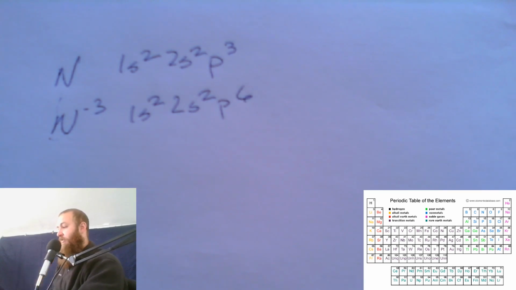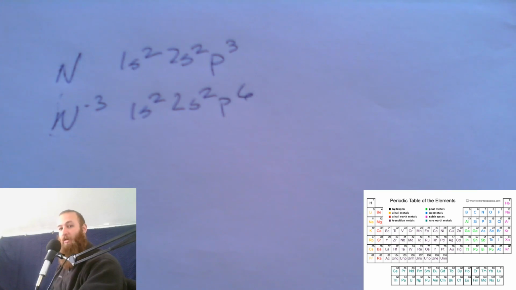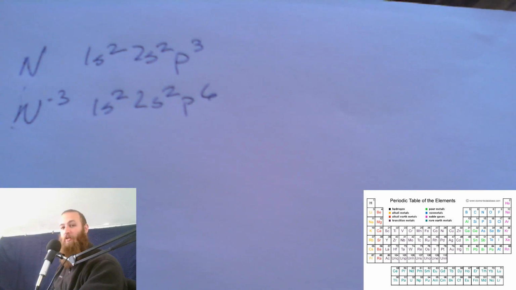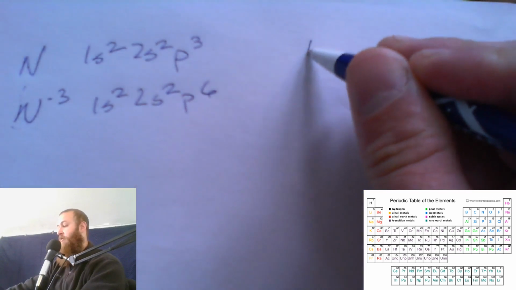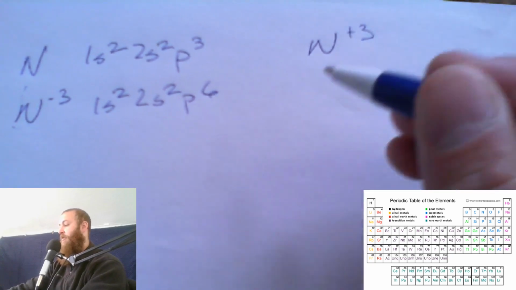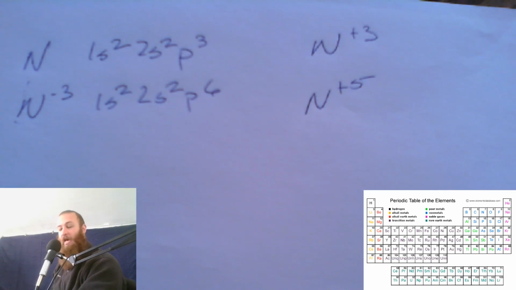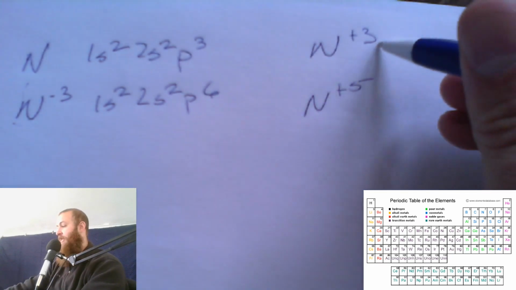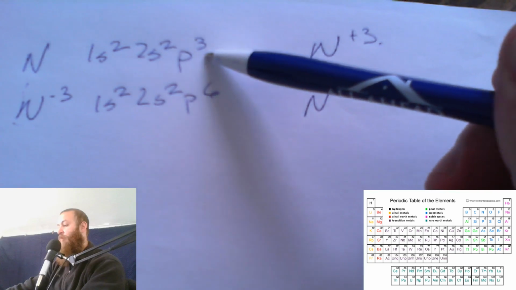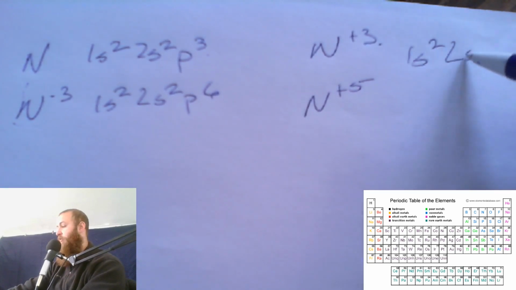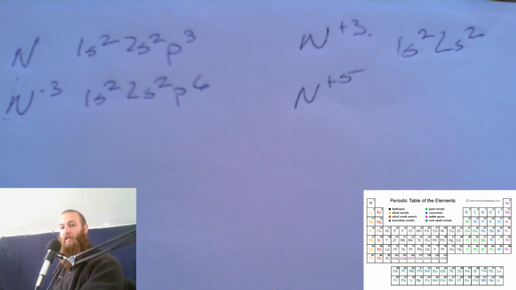Now, with that in mind, let's look at another couple of charges that nitrogen can be. These are uncommon, but they're just as valid. So I'm going to slide this over a little bit and do some work over here. Nitrogen can be a +3, and it can also be a +5. Now, how do I know that? Let's take a look. If I take 3 away from regular nitrogen, I'm just taking those p3s away. So I get 1s2, 2s2. There you go. Perfectly explainable based on the rules that we just talked about.